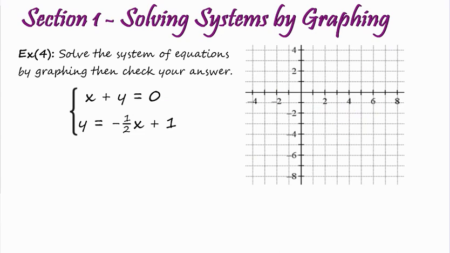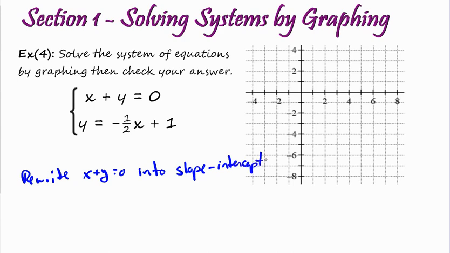So here in example 4, we have a slight difference between the problems, where everything we've seen so far was in slope-intercept form. We need to rearrange the first equation. So rewrite x plus y equals 0 into slope-intercept form. And to do that, we just have to get y by itself. So we subtract x from both sides, and we get y equals negative x plus 0.